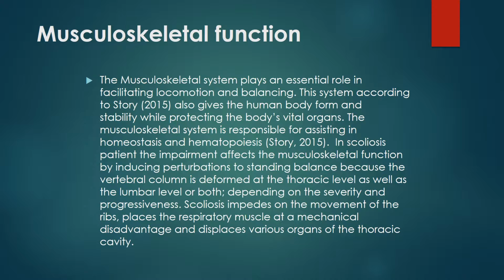So with scoliosis patient, the impairment affects the musculoskeletal function by inducing perturbations to standing balance because the vertebral column is so deformed at the thoracic level as well as the lumbar level or both. Depending on the severity and progressiveness, scoliosis impedes on the movement of the ribs, places the respiratory muscle at mechanical disadvantage, and displaces various organs of the thoracic cavity.